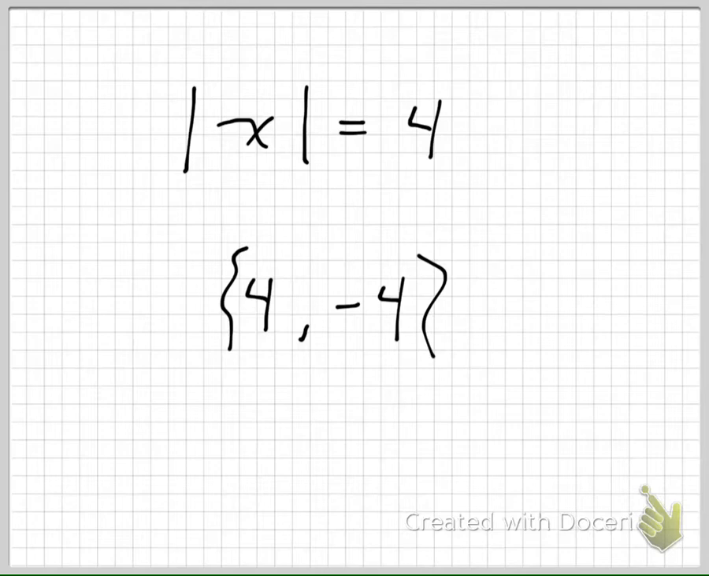So you need to understand that what's inside of the absolute value symbol can be a positive or a negative. Now, here's the tricky thing. Here's something else.